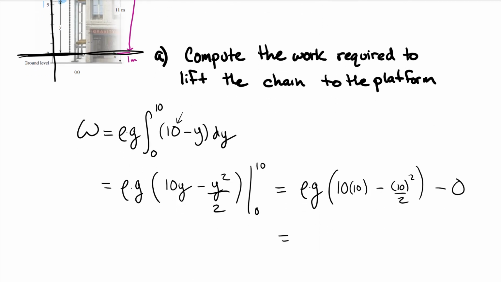And what do we got? We got rho times g. Was that 100 minus 100 divided by 2? 50. So we have 50 times rho times g. And I would now replace it with 50 times 1.5 times g.